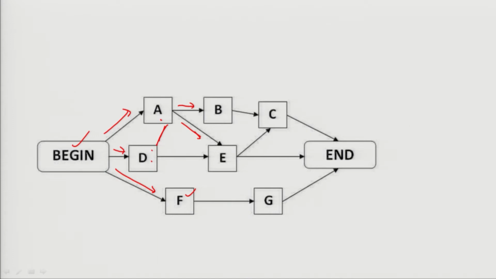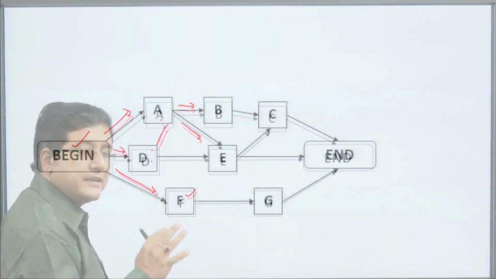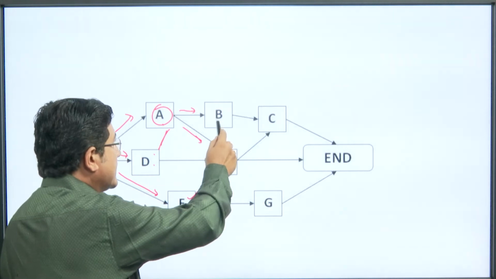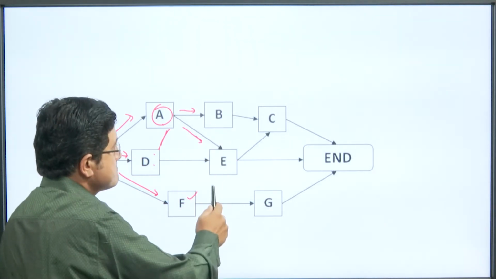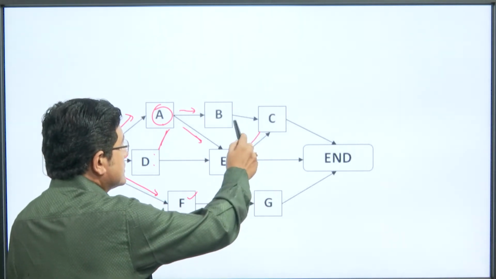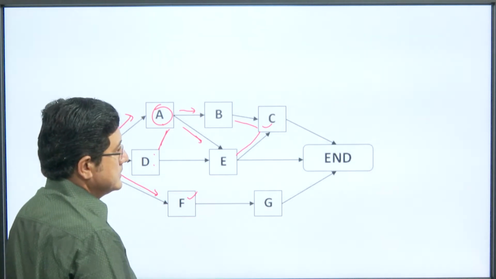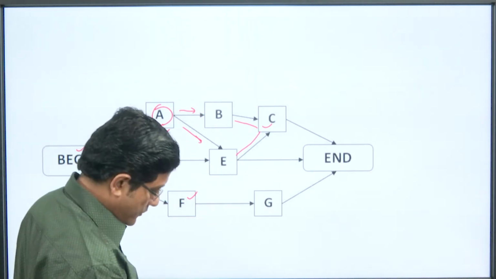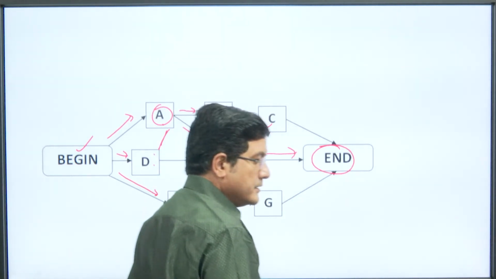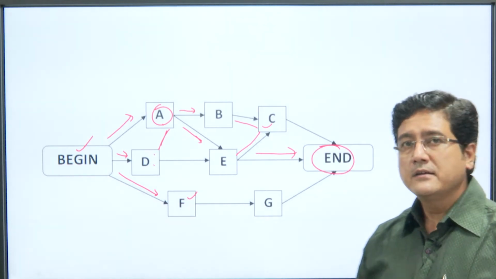A is connected to B and E. It means B and E both start when A completes. Then when B and E have both completed, the work C will start, and finally all activities come together at this point.